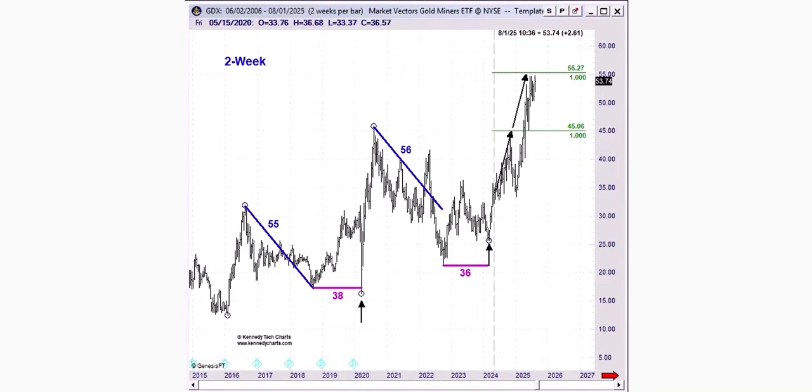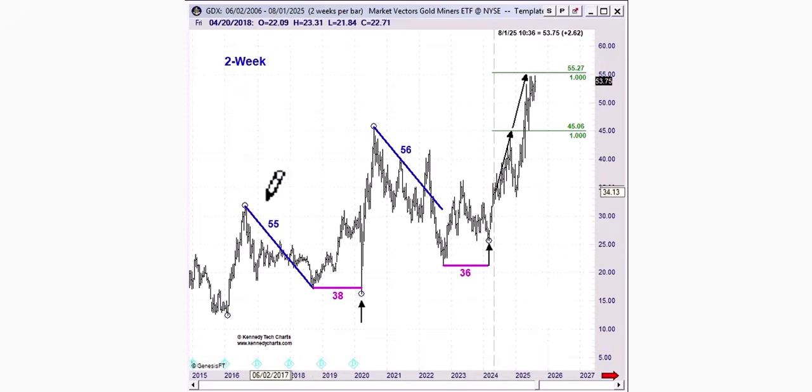Some of you might remember this example going back to sometime in 2024. All we were looking at here is just, again, some measured moves in time. This is the GDX, the Market Vectors Gold Miners. We started off with the high in 2016 into the low of 2018. And then we noticed, this would have been a 2-week chart here, we had that pop, that big reversal here. And all we did was take a mirror of that time.